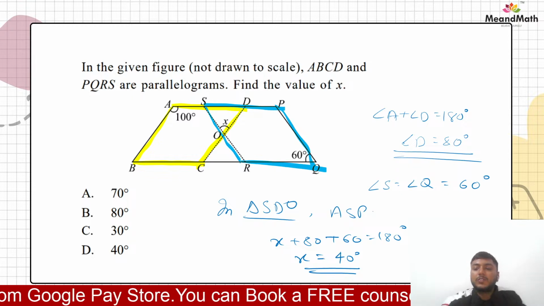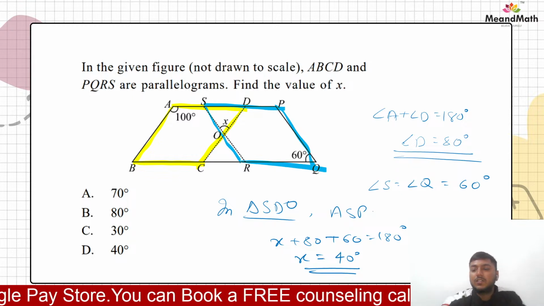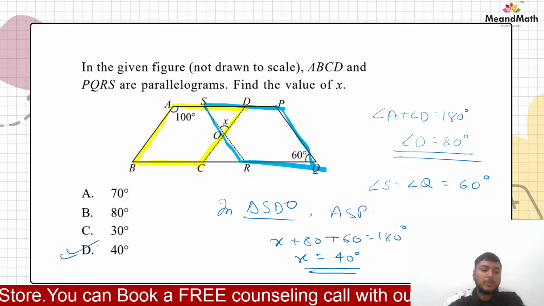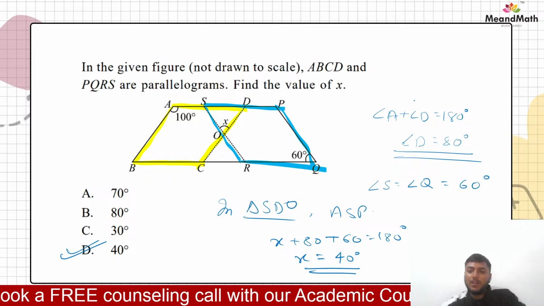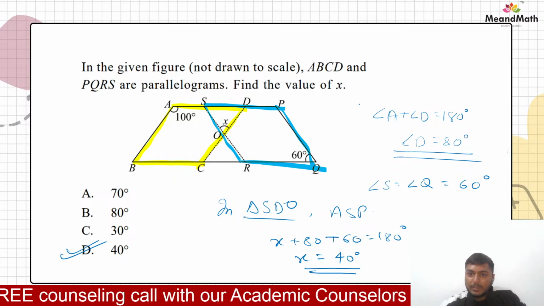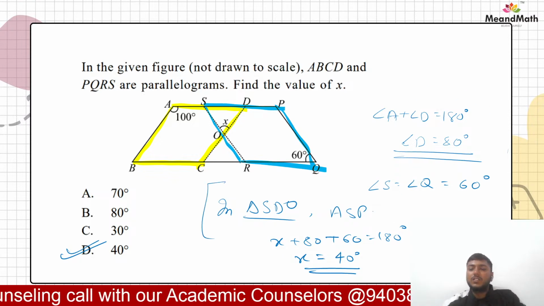So option number D would be the correct option. The value of x would be 40. There was nothing in this question. A 7th class child can do this question. It is this much easy a question.